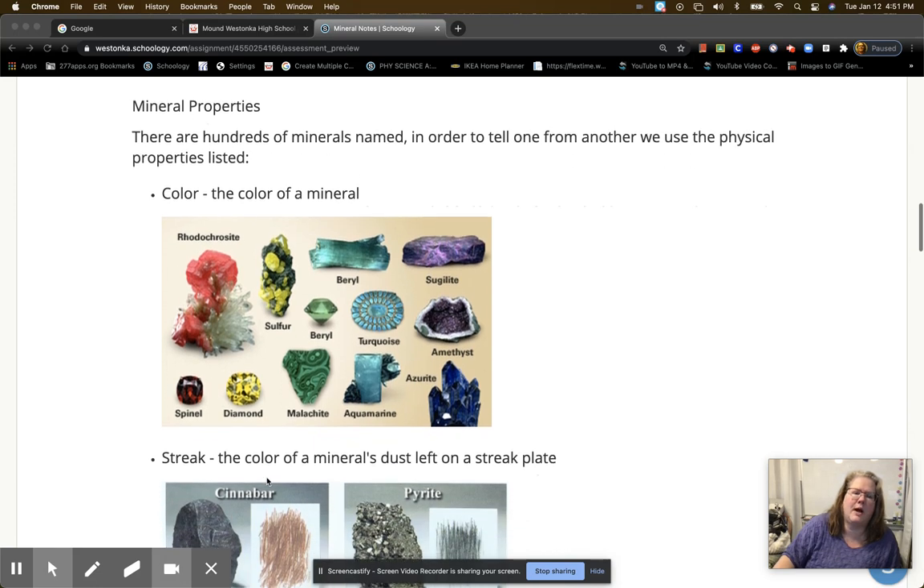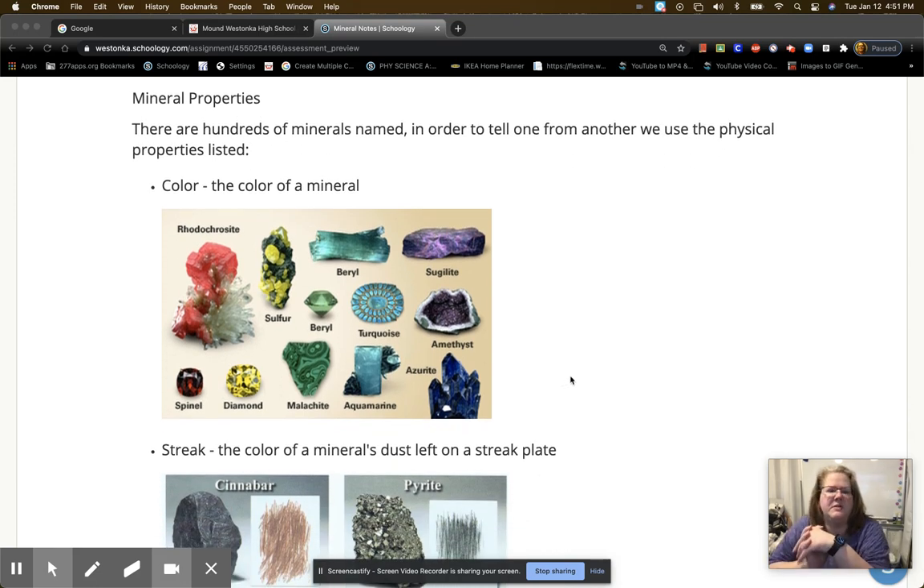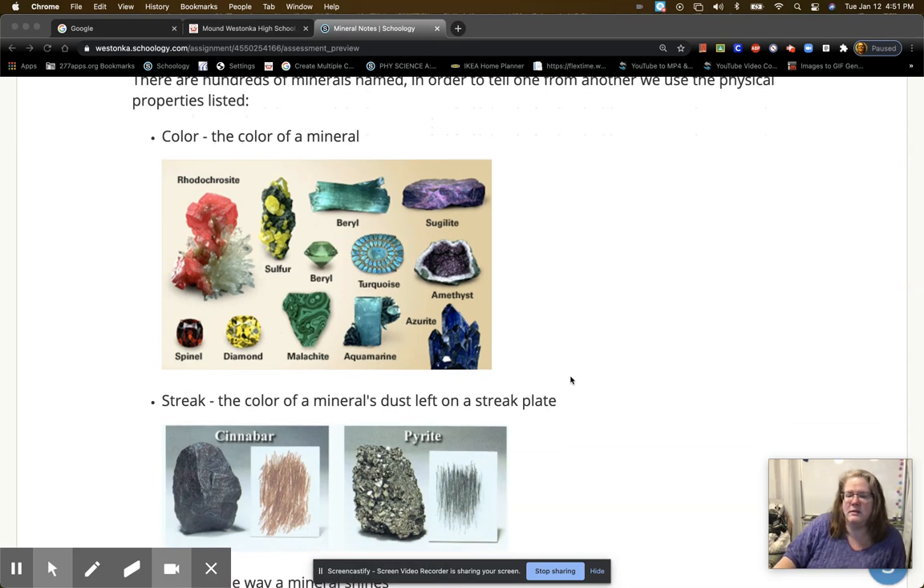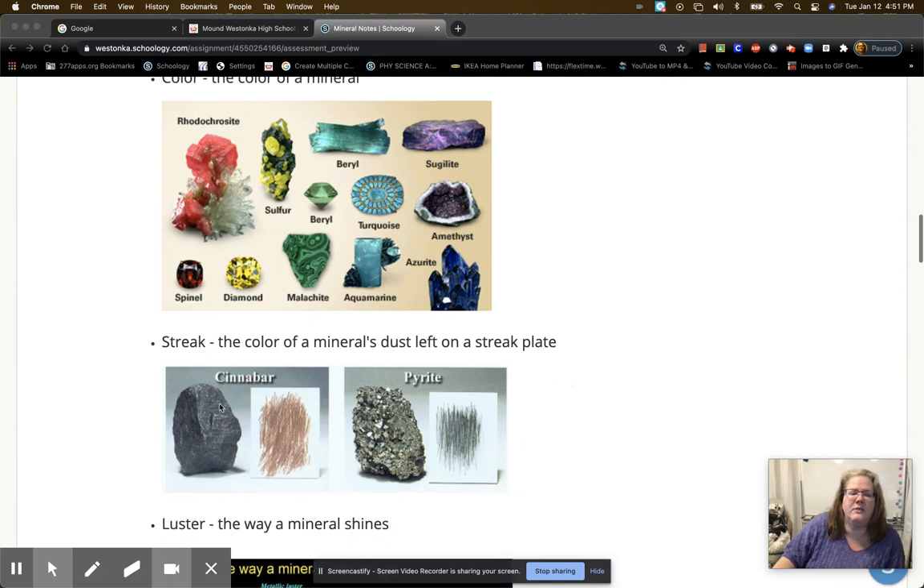So, mineral properties. There are hundreds of minerals named. In order to tell one from another, we need to know the physical properties. So, for example, the color of the mineral. But the color of a mineral can be deceptive because fool's gold, pyrite, looks like gold. But if you look down here, the streak, that is when you scratch it onto a porcelain plate. Cinnabar looks black, but it scratches like cinnamon, that orangey brown. Pyrite looks like gold, but it scratches black.